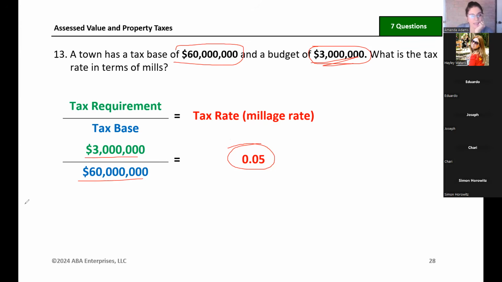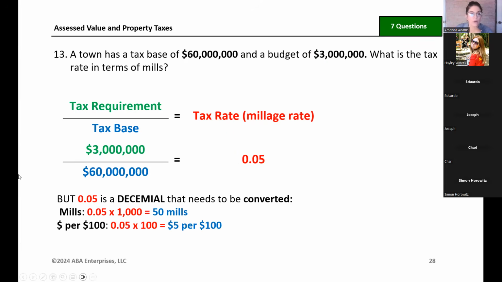All right. Now, 0.05 is a decimal. We've got to convert that to mils. So we multiply by 1,000 and we get 50 mils. Good job, guys. And then also I put it down here as well. If you wanted to do the dollars per 100, it would be $5 per $100. So 50 mils.